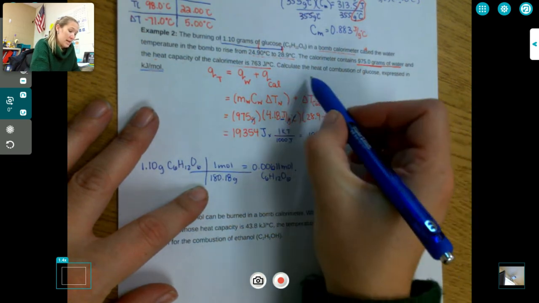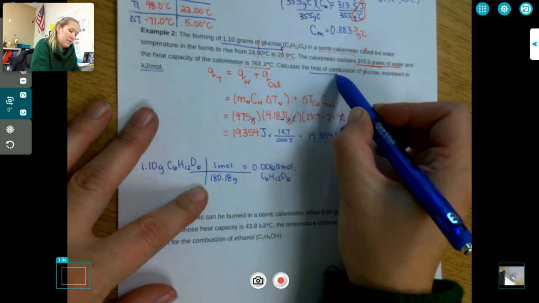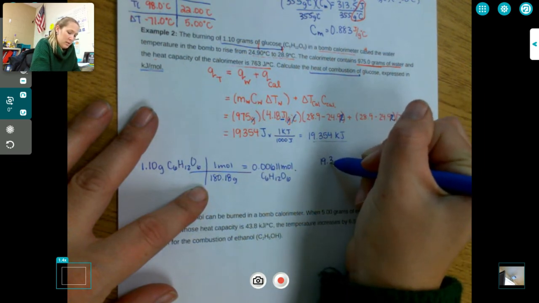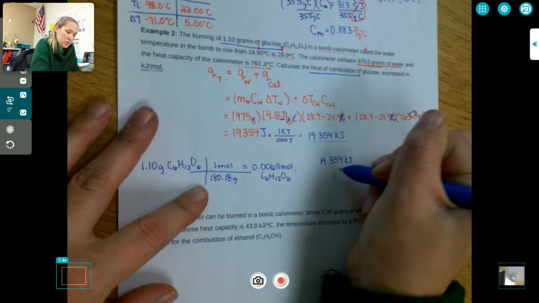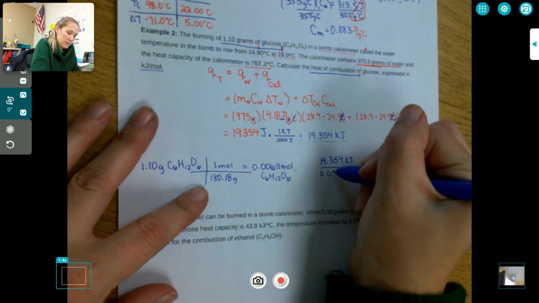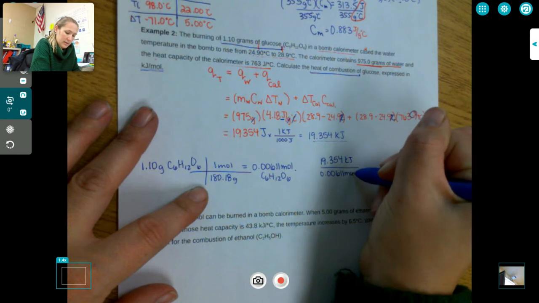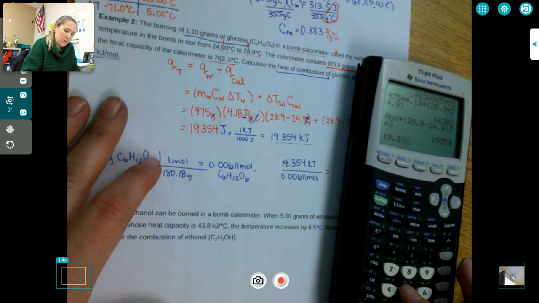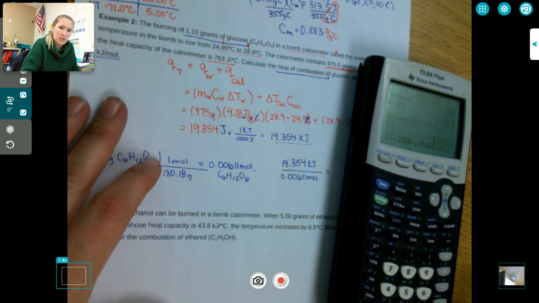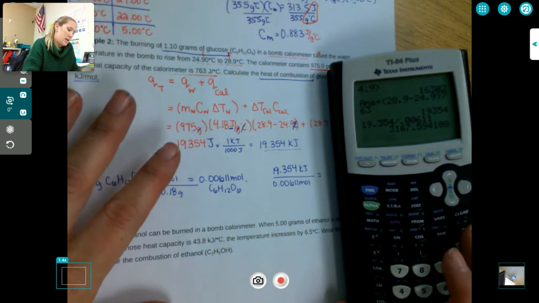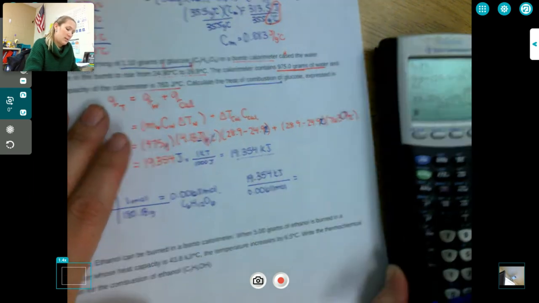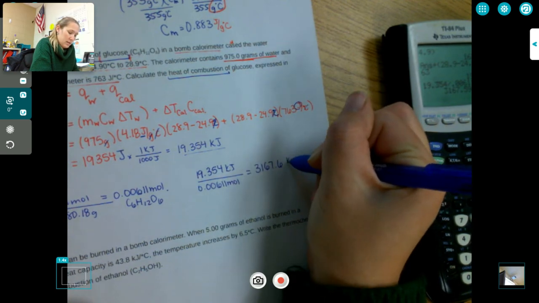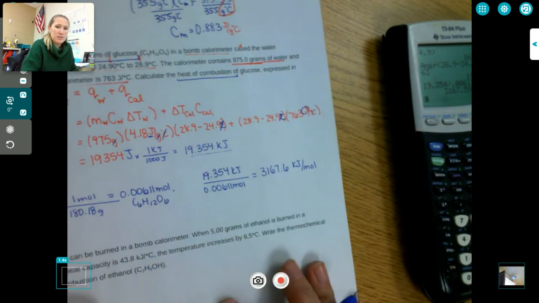So to figure out my heat of combustion in kilojoules per mole, I'm going to take my 19.354 kilojoules divided by my moles. And when I do that, I get 3,167.6 kilojoules per mole. I got around to sig figs.